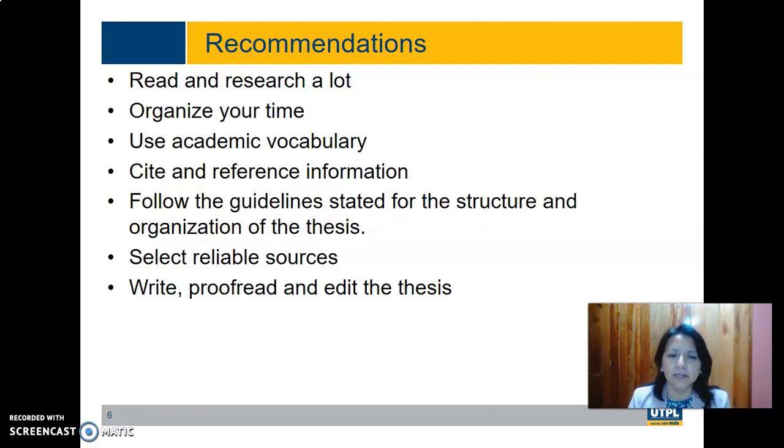If you have some time, leave the thesis for some days and then take it again to read and try to see if the message you have there is clear, if the ideas that you want to express actually answer the purpose of your research.